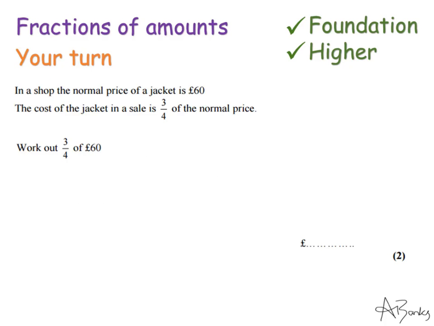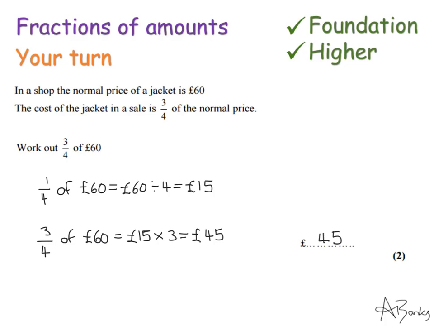Here's a similar question for you to try. Pause the video and then unpause when you're ready to see the solution. Here's the full solution. So I found 1/4 first, and 1/4 of £60 is £15, and then multiplied by 3 to find 3/4, which is £45.